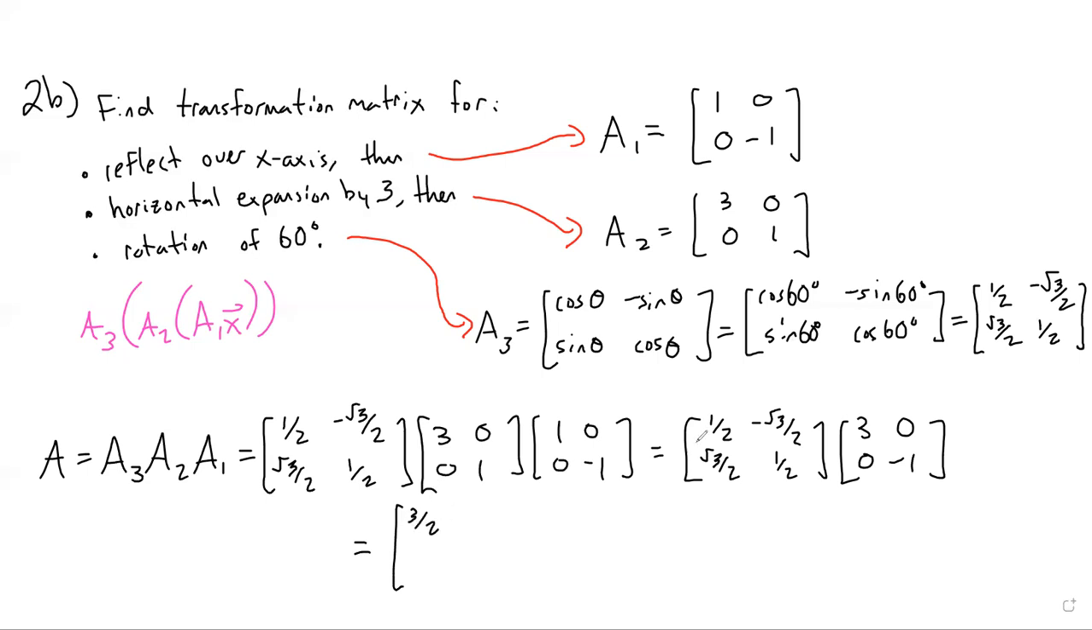So I'll get 3/2. That negative is going to flip that to positive √3/2. And then this is going to multiply this one by 3. And then multiply the 1/2 by -1. And this should be my A matrix.